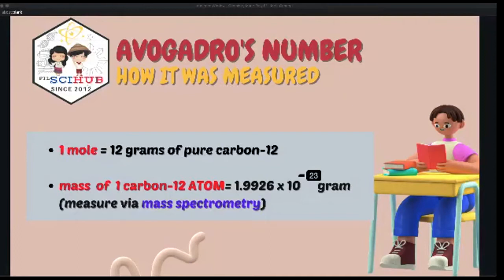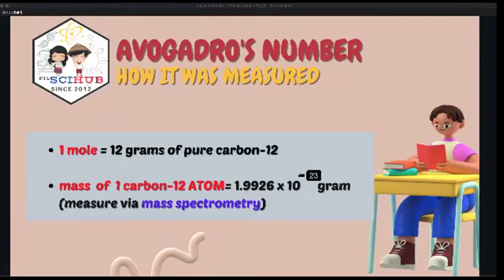Pero meron kasi tayong mga spectroscopic and spectrometric techniques that allow us to measure yung weight or yung timbang ng isang atom or isang molecule of a substance. So for example, in this case, carbon-12, meron tayong tinatawag na mass spectrometer. So ang nangyayari doon, nag-vaporize sila ng substances. For example, mag-vaporize sila ng carbon-12, and then yung instrument na yon, it is able to measure kung ano yung timbang ng isang atom ng carbon-12.